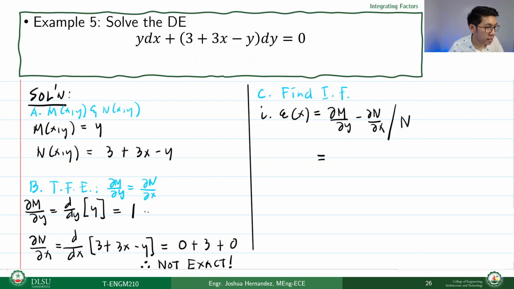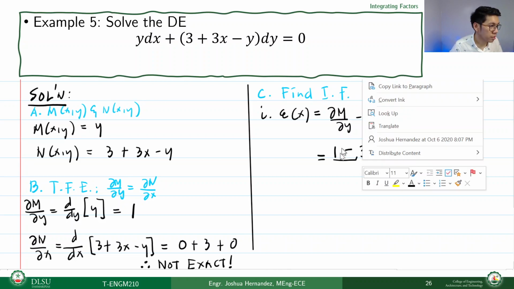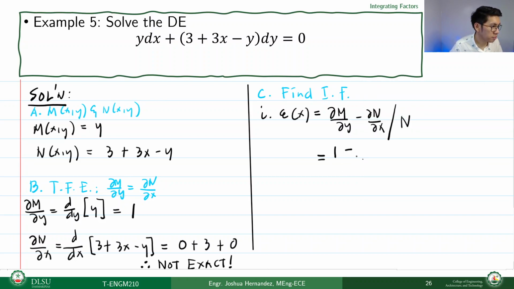And that is, yung partial derivative of M natin is 1. Partial derivative of N natin is 3. All over N is 3 plus 3x minus y. So we have 1 minus 3 all over N, which is 3 plus 3x minus y. What happens? This can be simplified to negative 2 all over 3 plus 3x minus y.